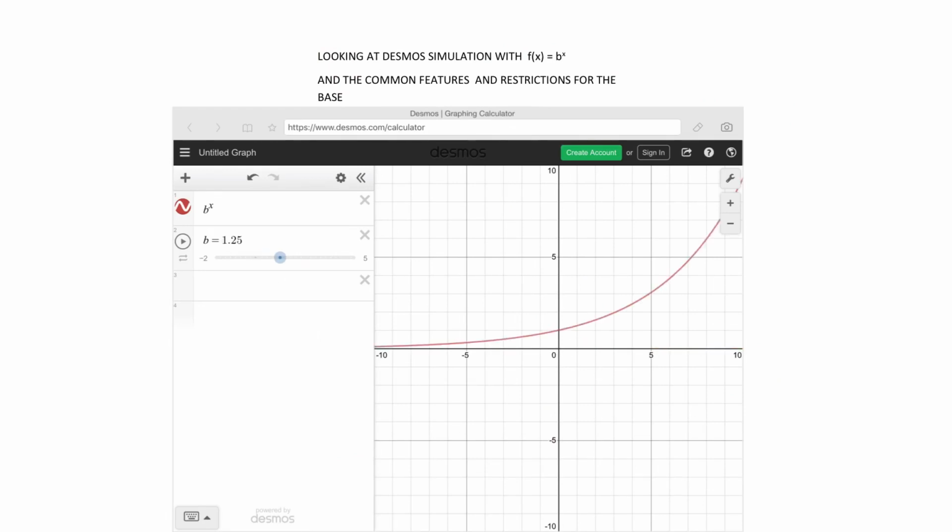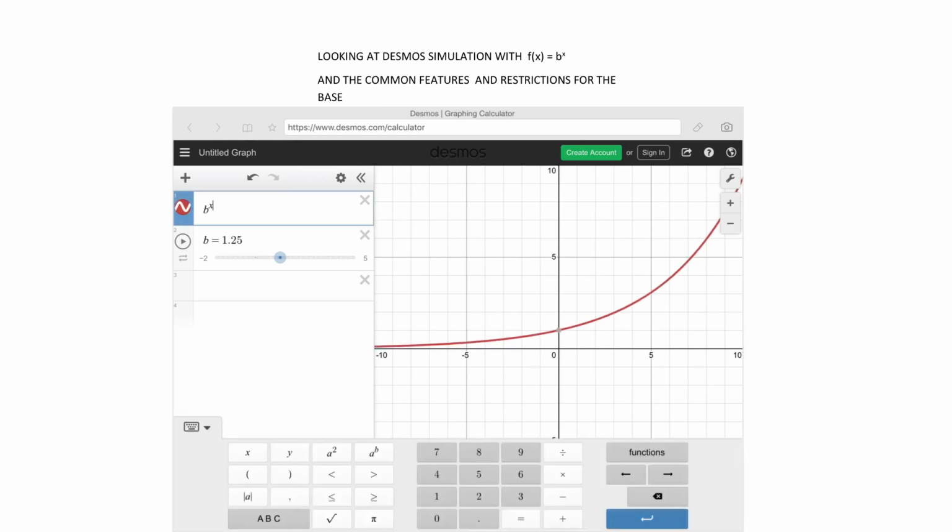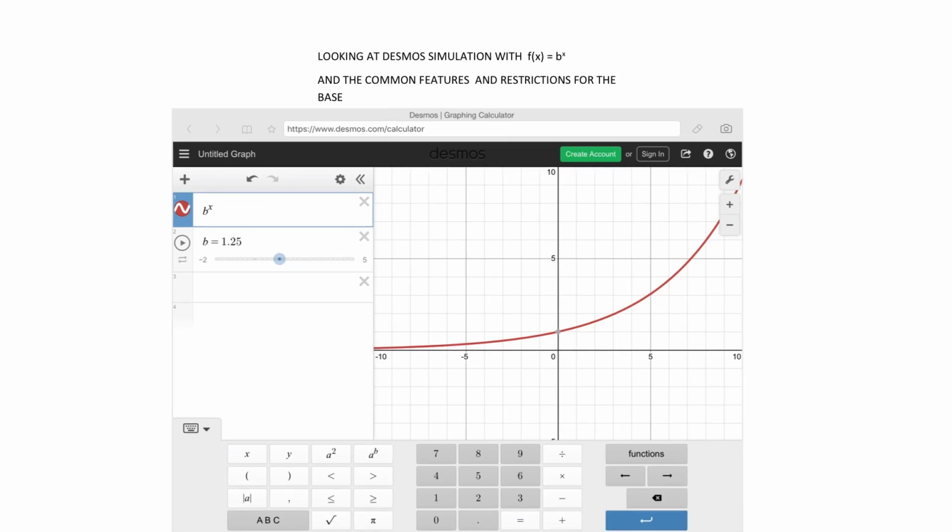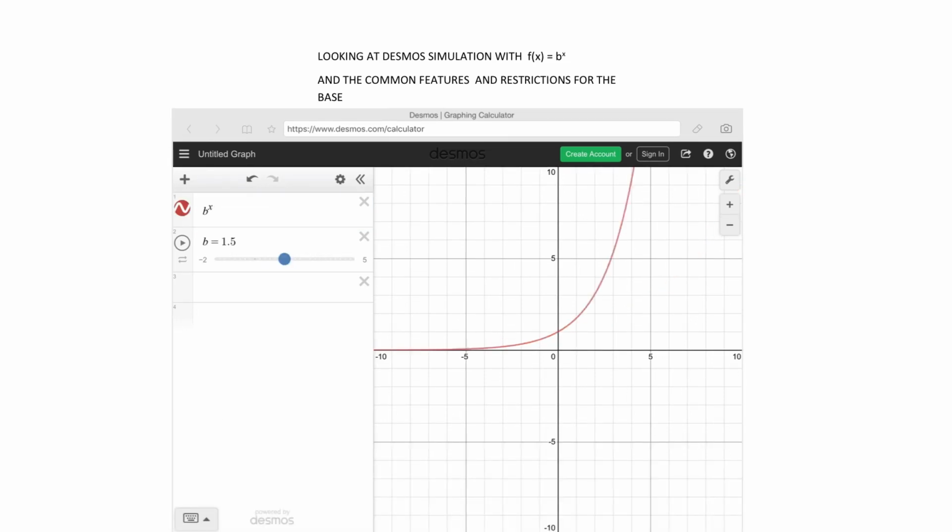So here we have a Desmos where I typed in b to the x, so a general statement. And what's next is I'm going to take the function and change the b value. So over here, as you can see, I'm just moving it around. If you notice here, I'm going to let b be 1. So if you notice here, it's flat. Well, hold on, it's flat, because we just said that when you multiply the base by 1 many, many times, 1 times 1 times 1 will always be the same. So it's a flat horizontal line.